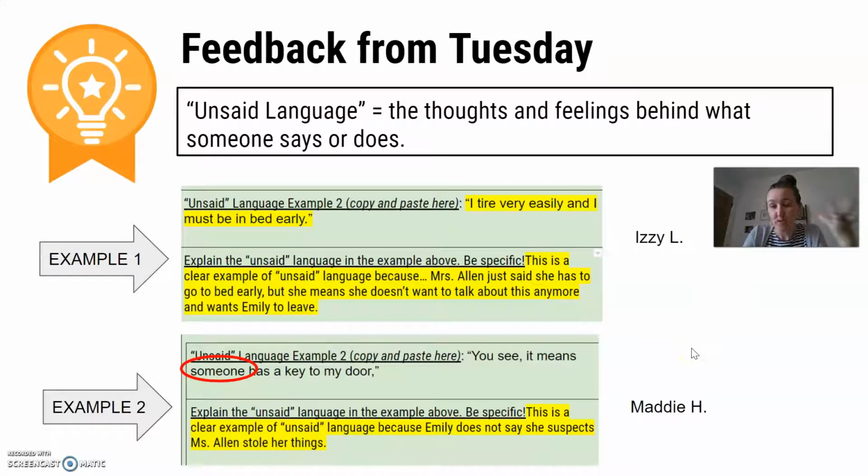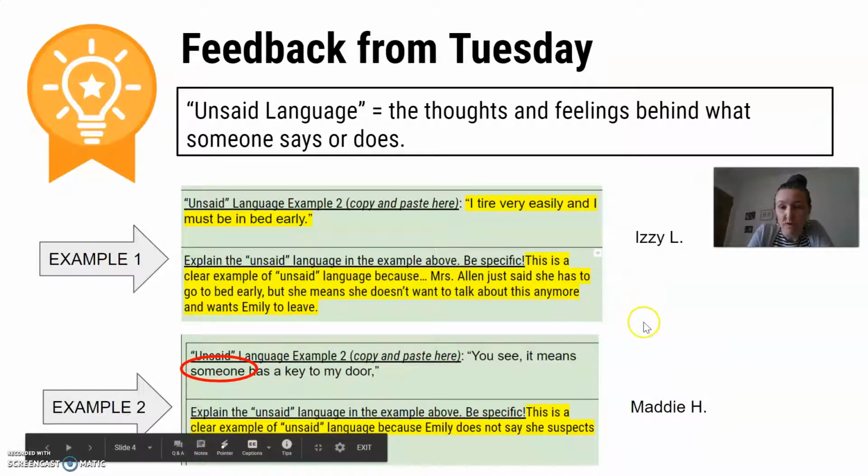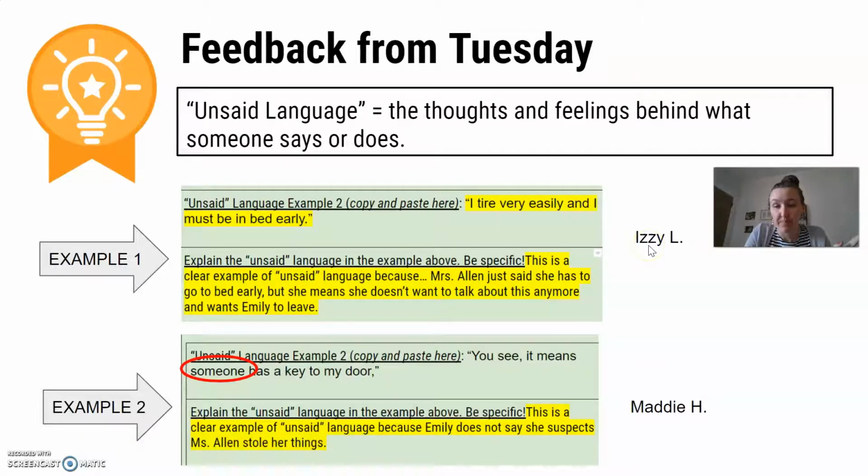Allen. Okay, so this is just something I wanted to review because there was some confusion about whether it can be unsaid. Can there be unsaid language within something that someone actually does say? And I think yes, there can be. You can also look for unsaid language in actions that people take, or just things that people do, because we obviously say things with our actions as well. Okay, I'm here if you have questions about that, but that's the feedback from yesterday.